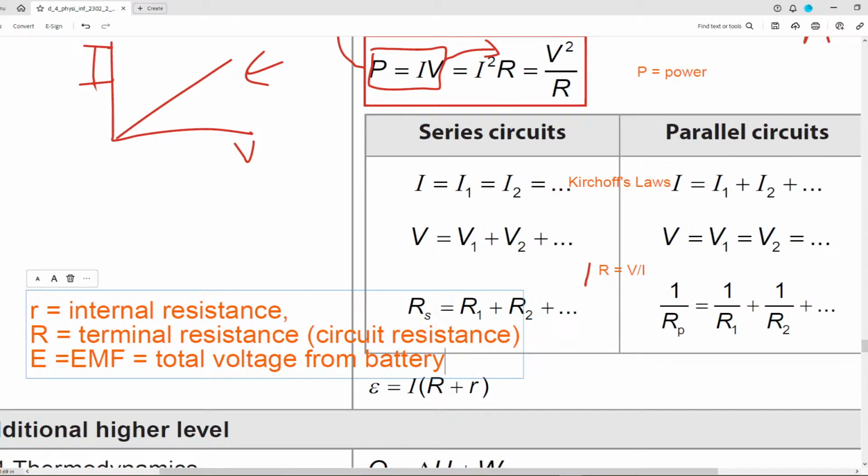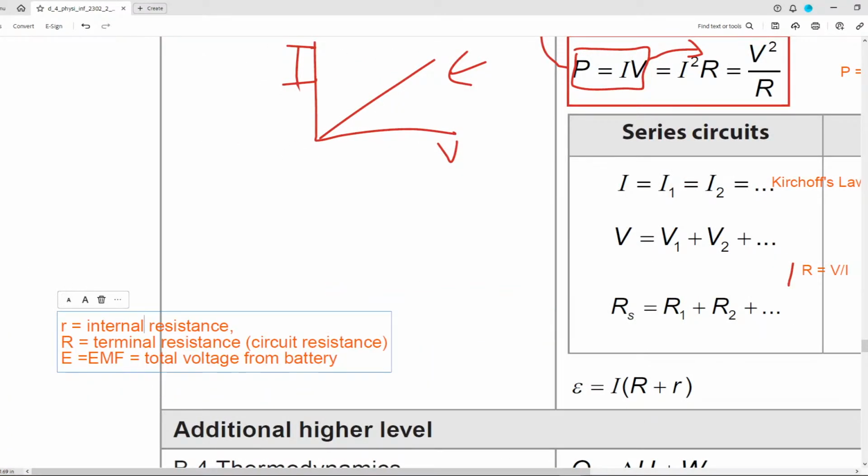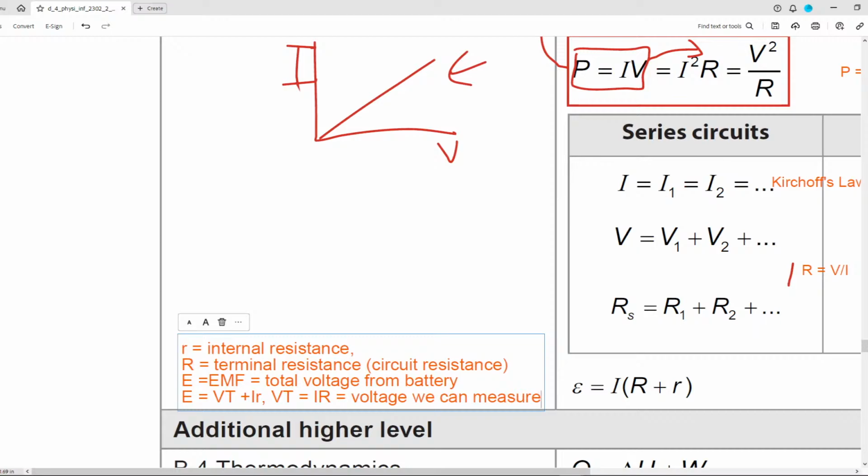There's a specific experiment we can do to measure the EMF, which is probably mentioned in your notes. Make sure you review it. But EMF is not something we can actually measure, because of the internal resistance hidden inside. So if you modify this formula, you get EMF equal to V terminal plus Ir, where V terminal is equal to IR, the voltage you measure, which we call terminal voltage.